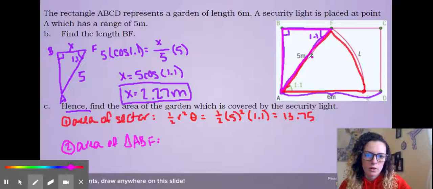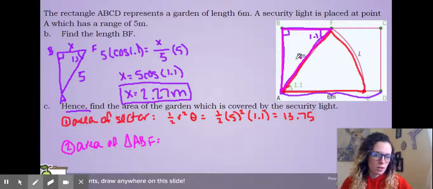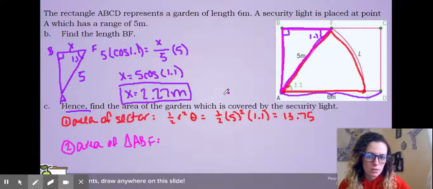When I go to find the area of the triangle, it is a right triangle, so I can use 1/2 times base times height. I have the base, I don't have the height. So if I want to use that, I would just have to use the Pythagorean theorem to find the height. I can also just use the same formula we've been using for non-right triangle trig.